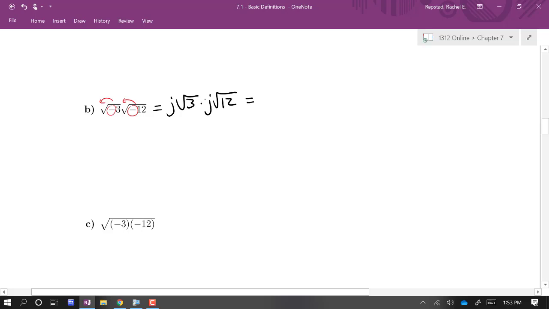Now I can combine this product, right? Root 3 times root 12 is root 36. And then I have j times j. So j squared times root 36. The square root of 36 is 6. And j squared is -1. So we get -6.